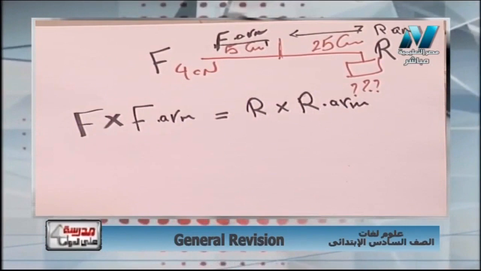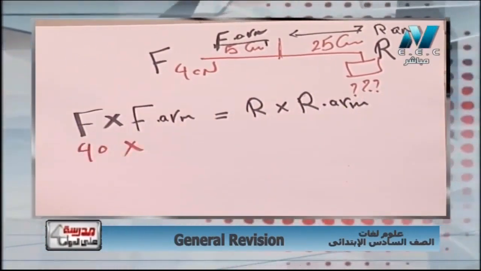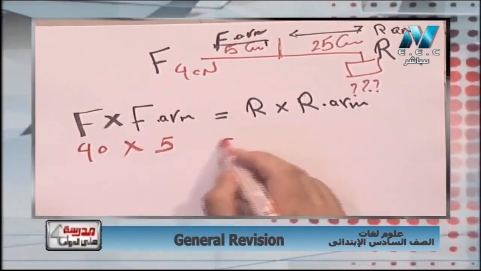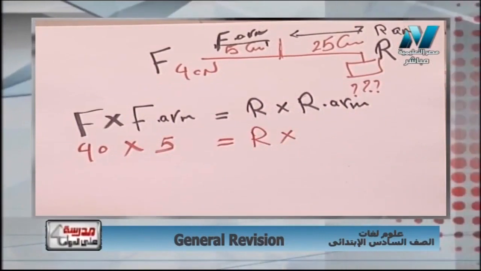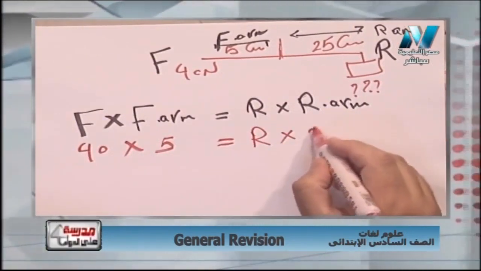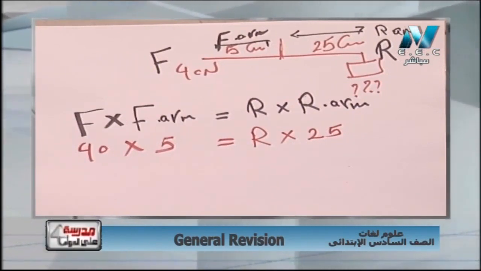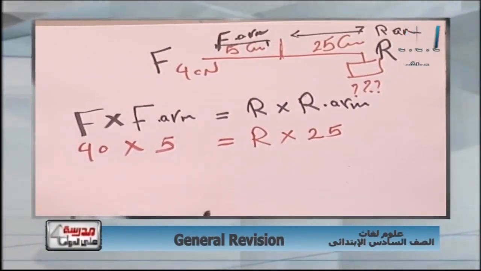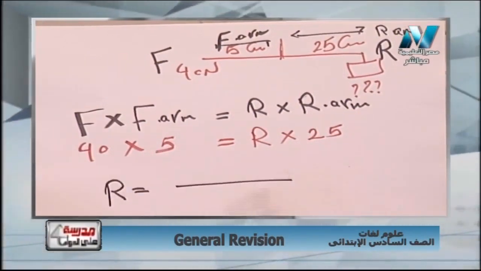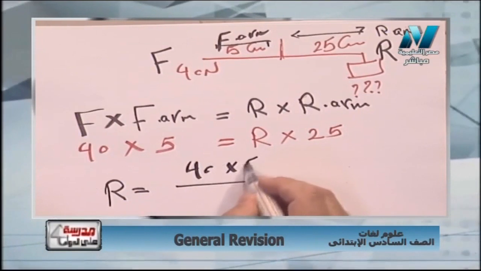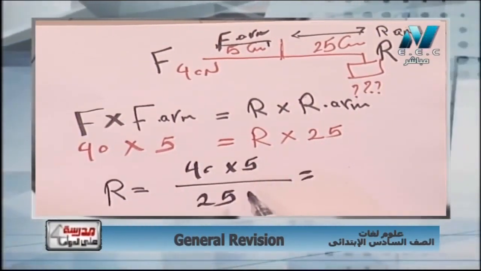So now, what about the force? The force equals 40 newton. So it will be 40 newton by the effort force arm, that will be 5 centimeter, equal the resistance. I don't know the resistance, I want to calculate it, by 25 centimeter. So the value of the resistance equals 40 by 5 divide 25. I can calculate this in my mind without a calculator.